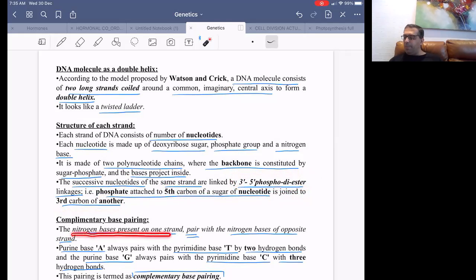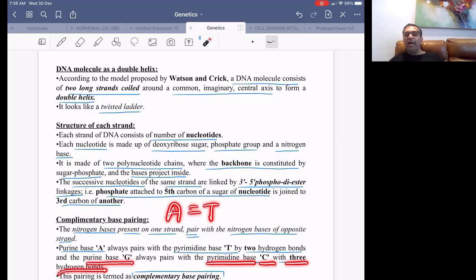The nitrogen bases present on one strand always pair with nitrogen bases of the opposite strand, in which the purine adenine always pairs with the pyrimidine thymine by two hydrogen bonds, and the purine guanine always pairs with the pyrimidine cytosine by three hydrogen bonds. So A pairs with T by a doublet, two hydrogen bonds. G pairs with C, a triplet, three hydrogen bonds.